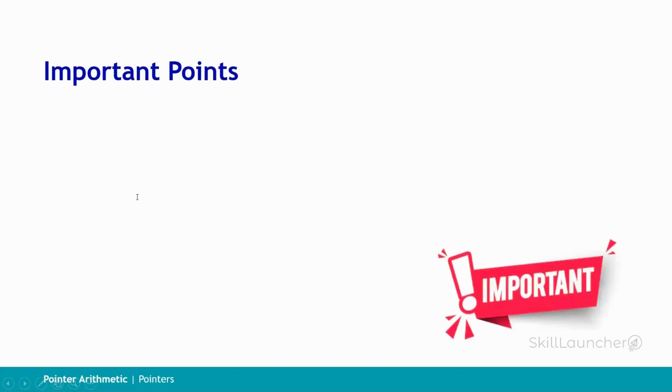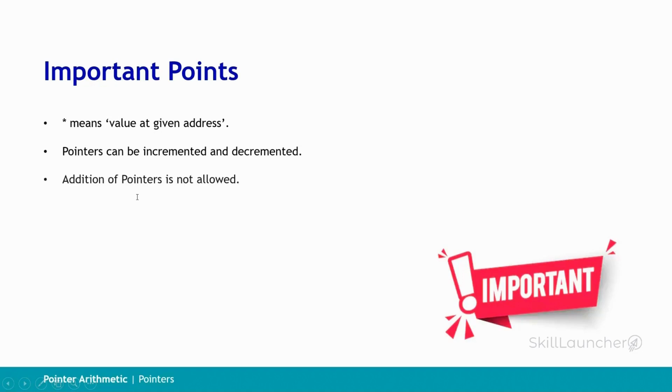Now let us learn some important points about pointers. The dereference operator, that is *, means value at given address. A pointer can be incremented and decremented. But addition of pointers is not allowed, because if I add 2 pointers, it would give a memory location which might not be specified in memory. So it is not allowed to add 2 pointers. Whereas it is allowed to subtract 2 pointers, because we would be subtracting 2 addresses, which are specified in memory locations. So the result would be somewhere between those two addresses. It would give a specific value.